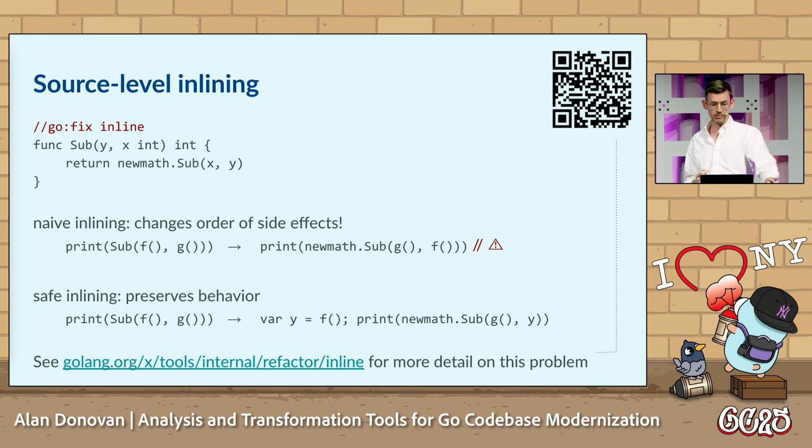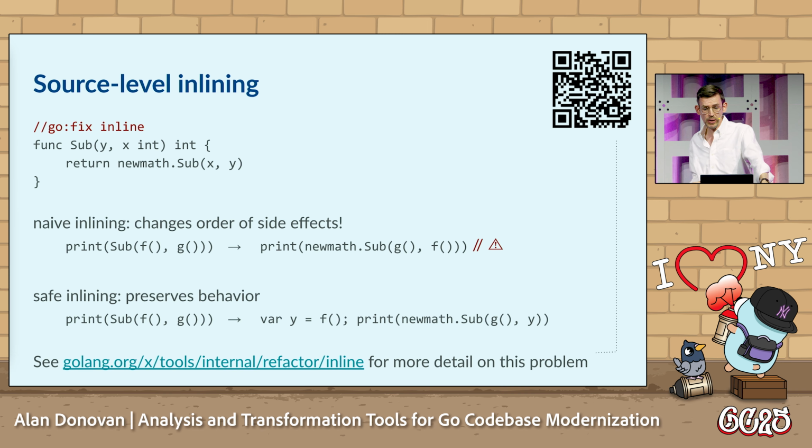It's based on a source-level inliner, which is a rather complex algorithm. The key insight is that all the semantic complexity and edge cases are dealt with systematically in the inliner, so there's no way for GoFix inline annotation to change the behavior of the program. For example, the naive way to inline a call to the sub function here is simply to replace y with the f call and x with the g call.